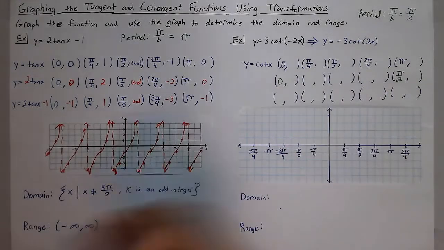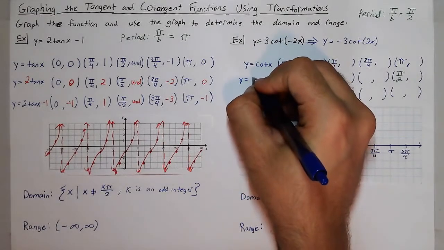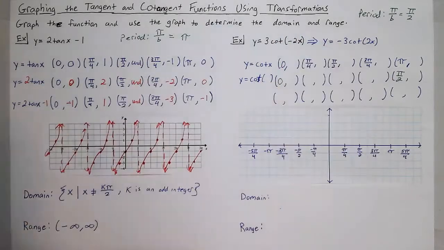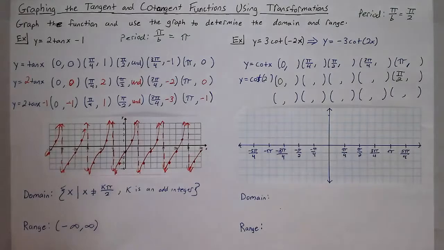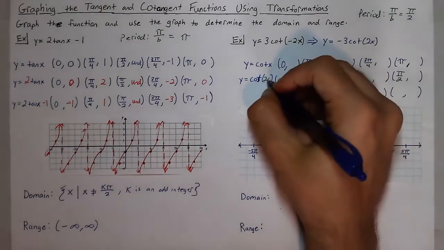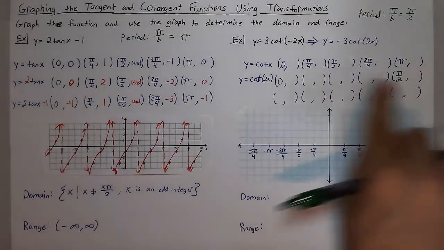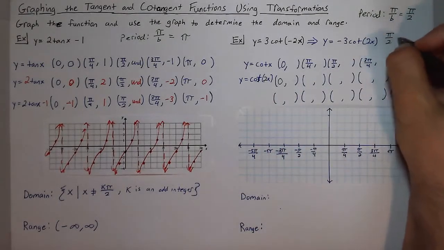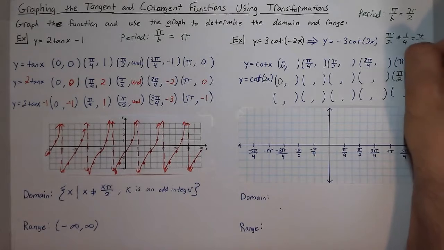So we'll start by looking at y is equal to cotangent of 2x. In order to get all these points in the middle here, what do I need to count by? I can just divide pi over 2 by 4, or multiply by 1/4, and I'll see it happens every pi over 8.